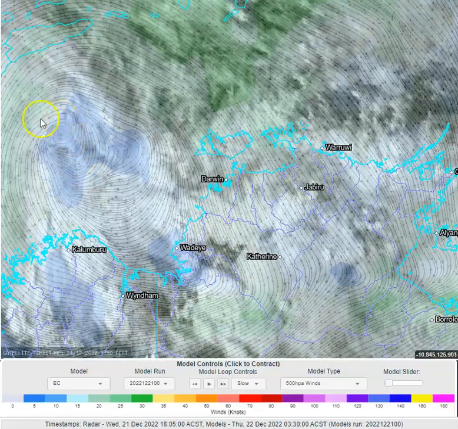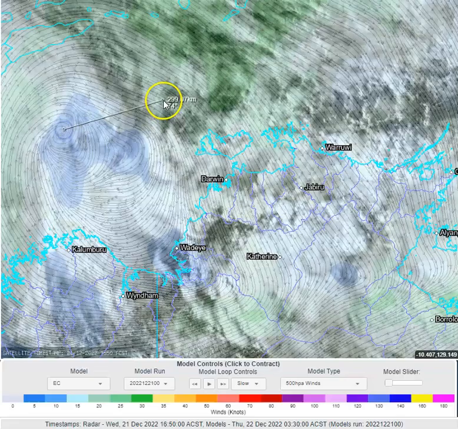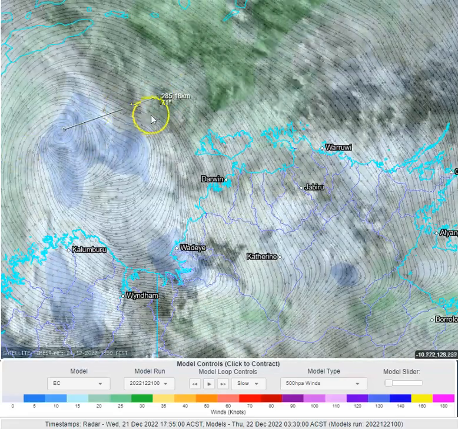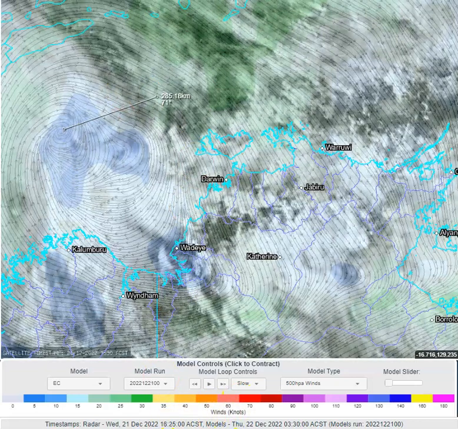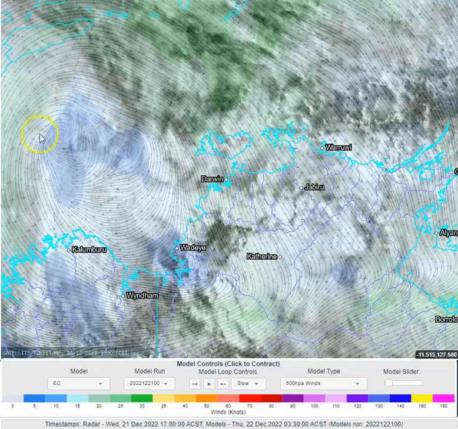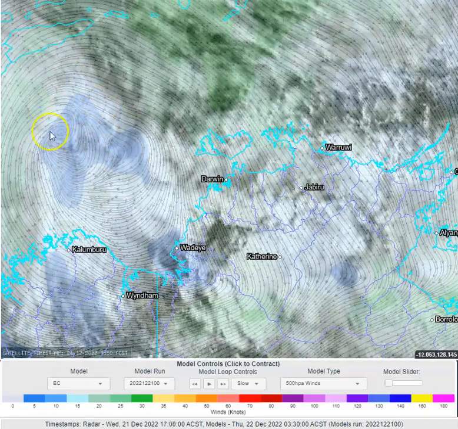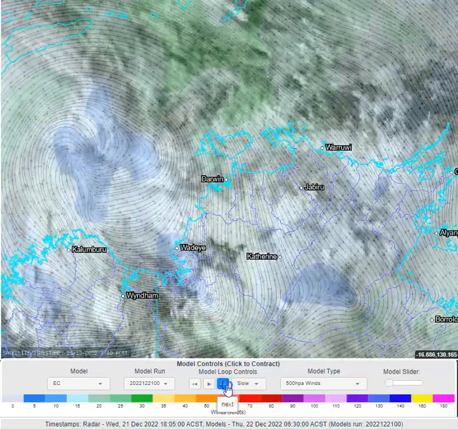When we have a system that has a mid-level circulation approximately, what is that, about 200 to 300 kilometres away from its surface circulation, it's not a healthy low, and it's going to take that low a long time to intensify. It needs to have both circulation centres above each other, or what we call vertically stacked. So that's a reason why this system is unlikely to intensify quickly overnight tonight.